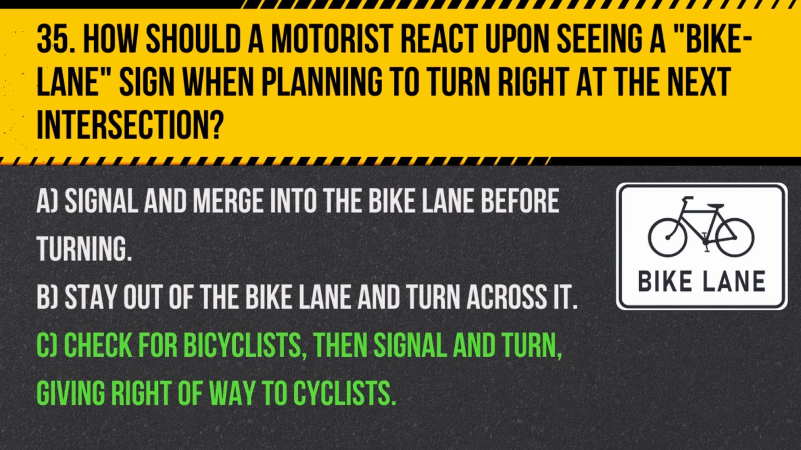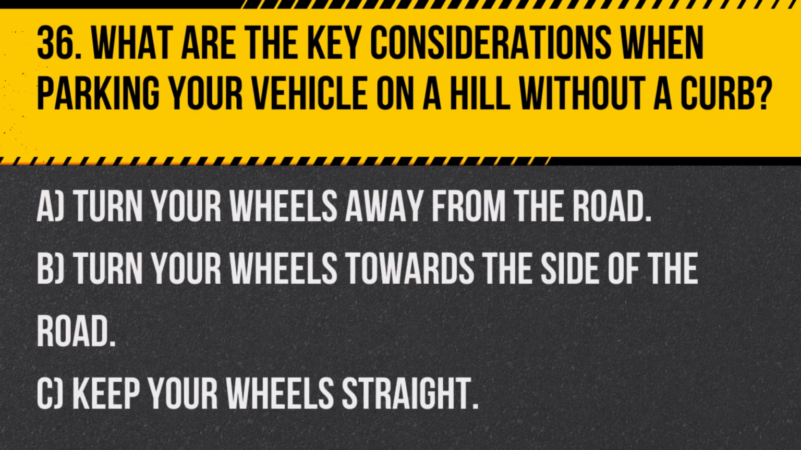Answer: C. Check for bicyclists, then signal and turn, giving right-of-way to cyclists. It's crucial to yield to any bicyclists in the bike lane before turning. Question 36. What are the key considerations when parking your vehicle on a hill without a curb?